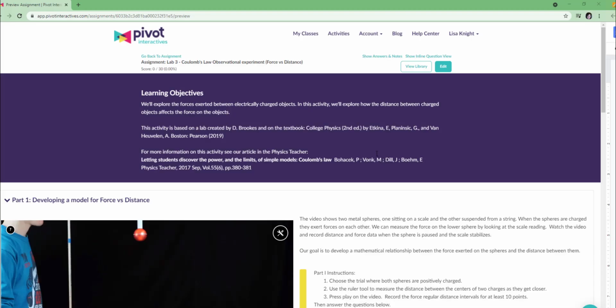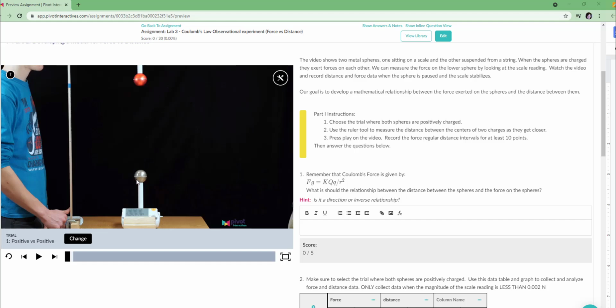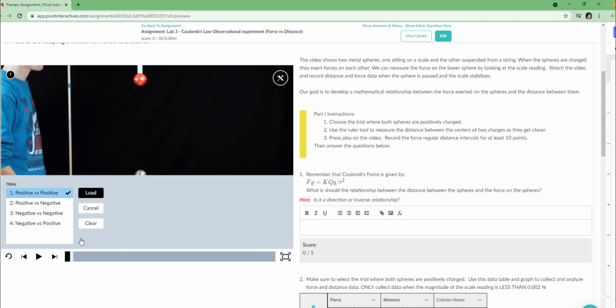Hi, this is an introduction to Lab 3, Coulomb's Law. In this lab, you will be looking at two charged spheres. You have different trials that you can choose from. I'm going to choose the positive-positive trial.